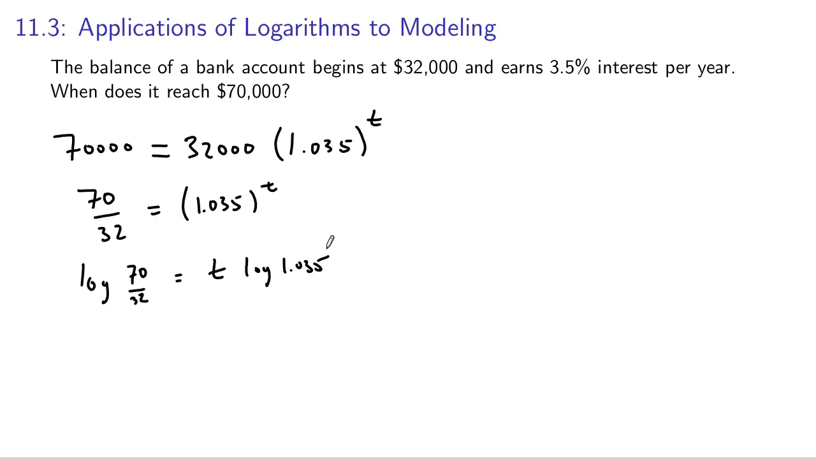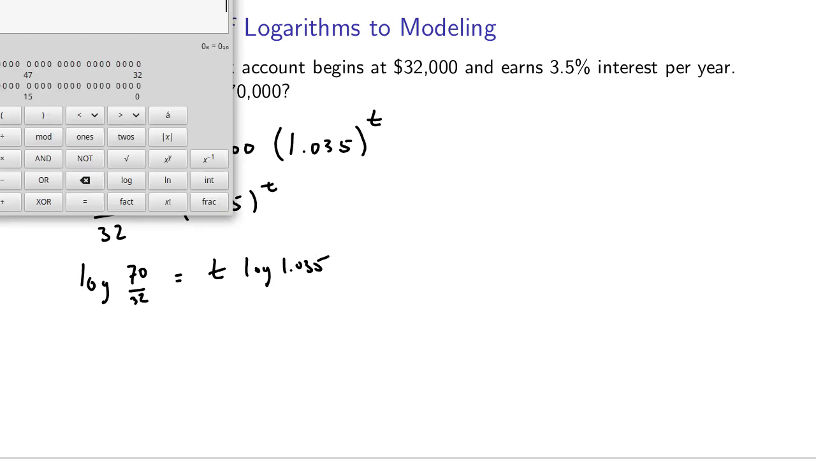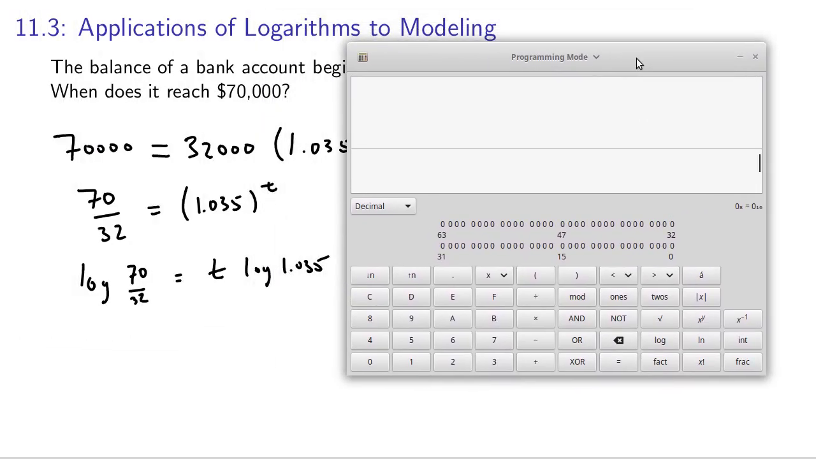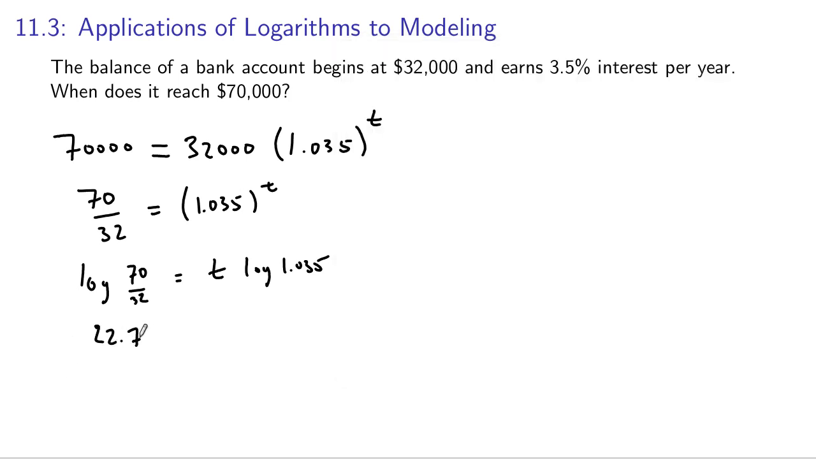Using a calculator, we can find an approximation of the answer. Log of 70 over 32 is around 0.34, divided by the log of 1.035 gives us 22.75 or so years. 22.75 years to reach $70,000.